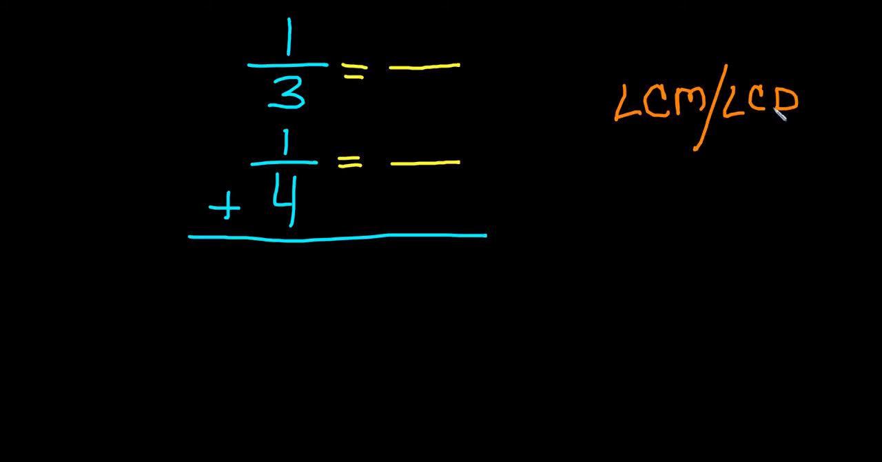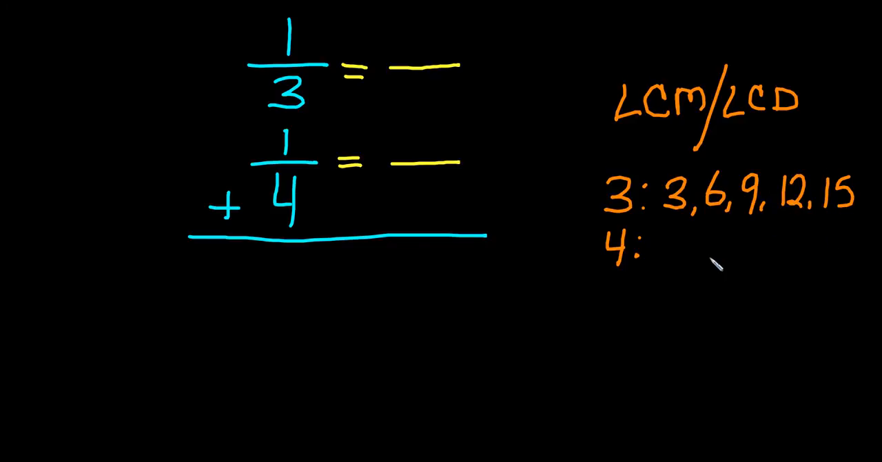And the way we do this is by finding LCM for least common multiple, or we call it LCD for least common denominator. So the way we do that is we do multiples, skip count 3, skip count 4, find the number that's smallest that they both have in common. So we would go 3, 6, 9, 12, 15, and you go a ways and then stop.